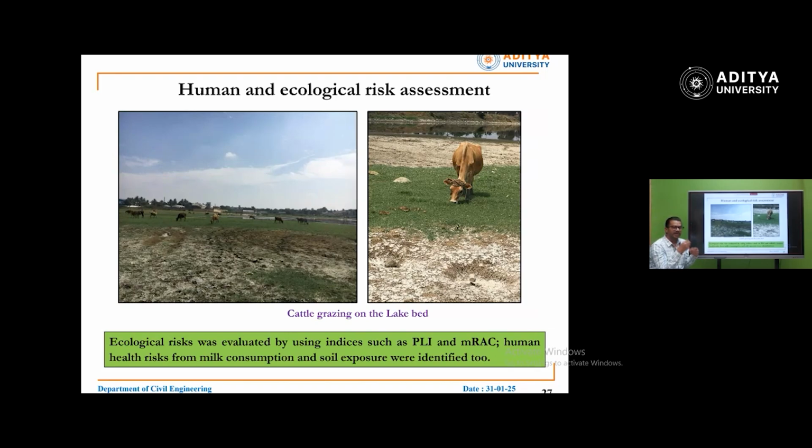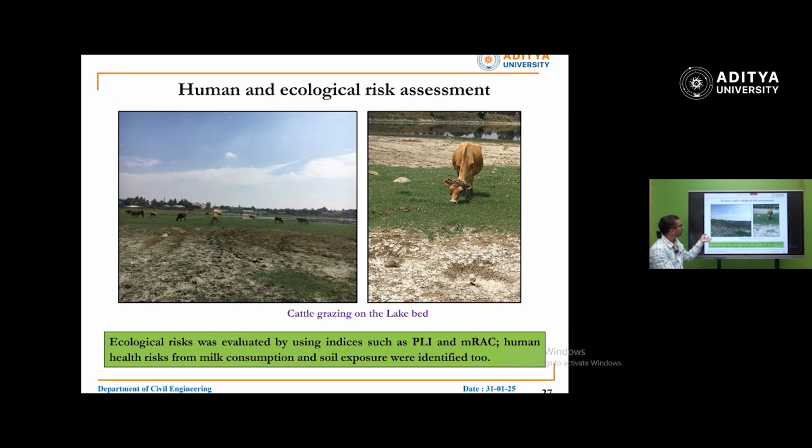In the first part we have identified the overall contamination, how the contamination is there, and to what extent. That means in water it is there, in soil it is there, in vegetation it is there, and in water we have also monitored for 2 years continuously. I mean 2 times a year. In both the times we have identified the chromium contamination. Now the second part is risk assessment.